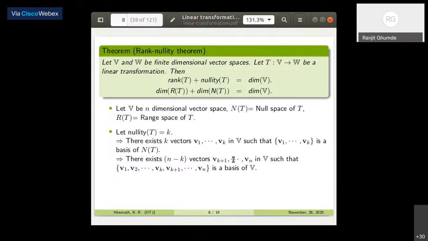This statement is saying that there exist another n minus k vectors in V such that these new n minus k vectors, together with these earlier k vectors, form a basis of V. So it means they are linearly independent.